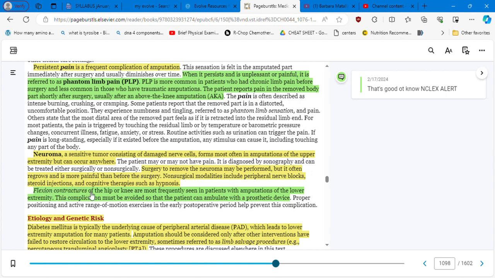Flexion contractures of the hip or knee are most frequently seen in patients with amputation of the lower extremity. This complication must be avoided so that the patient can ambulate with a prosthetic device.